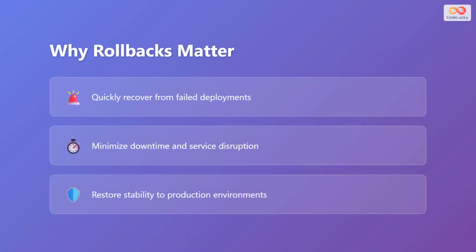Understanding why rollbacks are essential is the first step in managing production deployments effectively. When a deployment fails, rollbacks help you quickly recover and restore service availability. They minimize downtime by allowing immediate reversion to stable versions. Most importantly, rollbacks restore stability to production environments, ensuring your users experience reliable service while you investigate and fix issues in development.